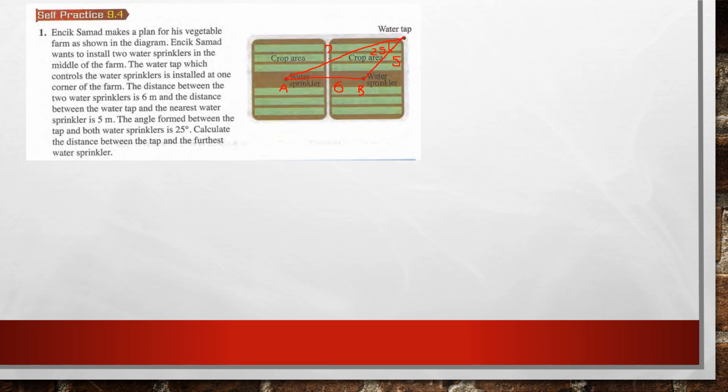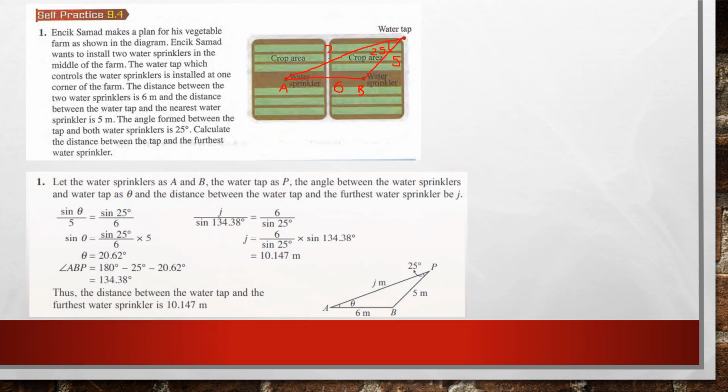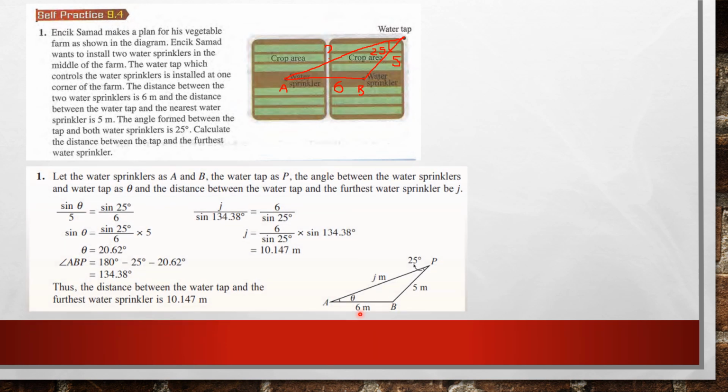So maybe we can look at the diagram given. So A is the first water sprinkler, the second one is B, and the tap is P. This is the angle 25, the lengths 5 and 6. So you want to find AP, the distance between the tap and the furthest water sprinkler. If you want to use the sine rule, you know one pair, that is 6 and the opposite angle 25. Another length that you know is 5, but the opposite angle you don't know.